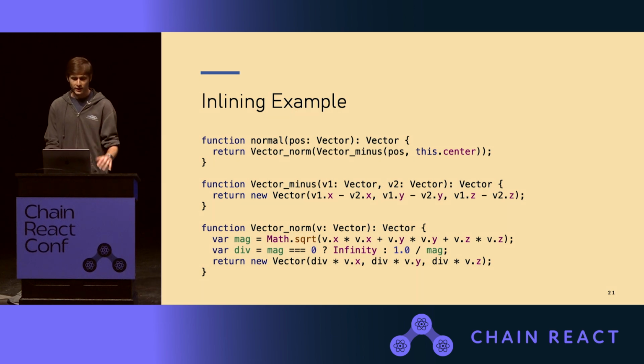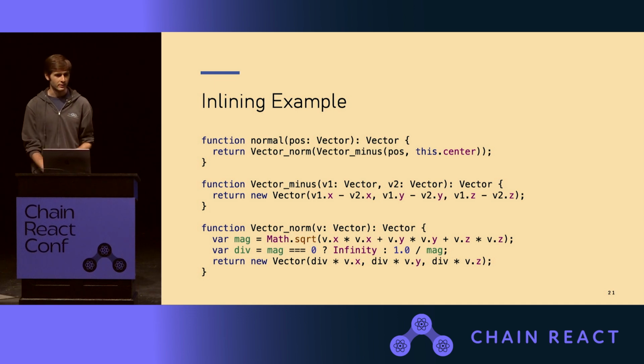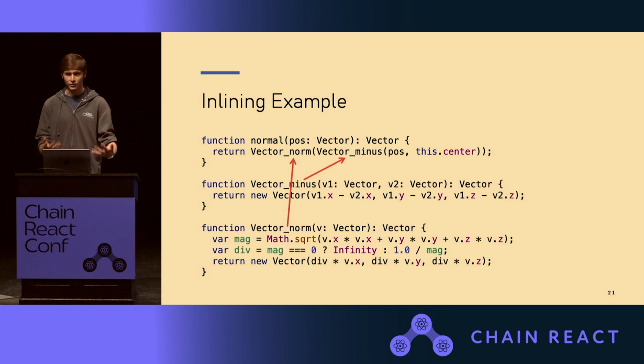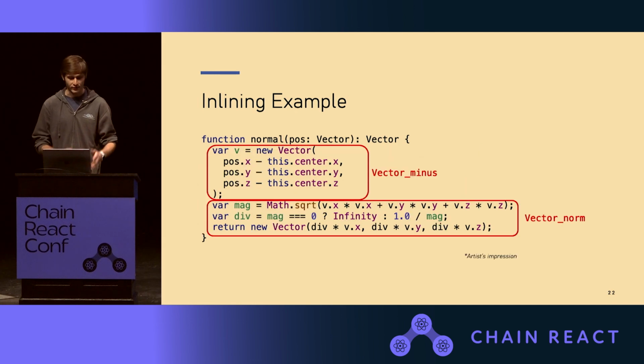The first thing the compiler has to do is realize that the calls to vector norm and vector minus in the normal method are actually these two other functions that have been declared in the source. Once it does that, it realizes that these are good candidates for inlining and can inline the functions. So let's see what happens after that's done.